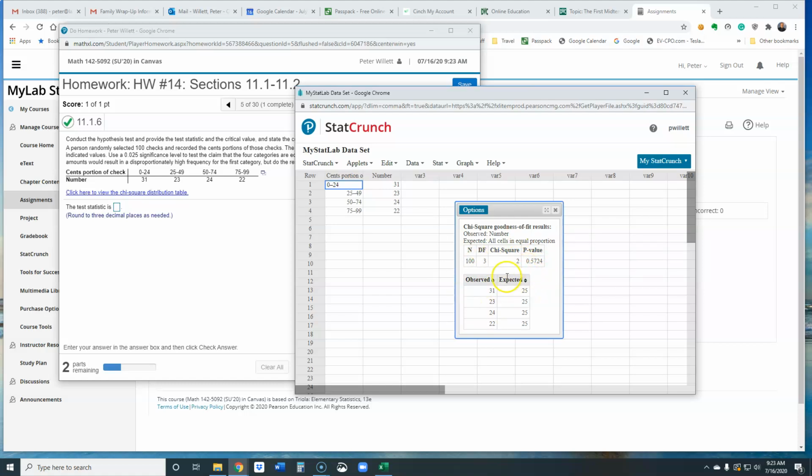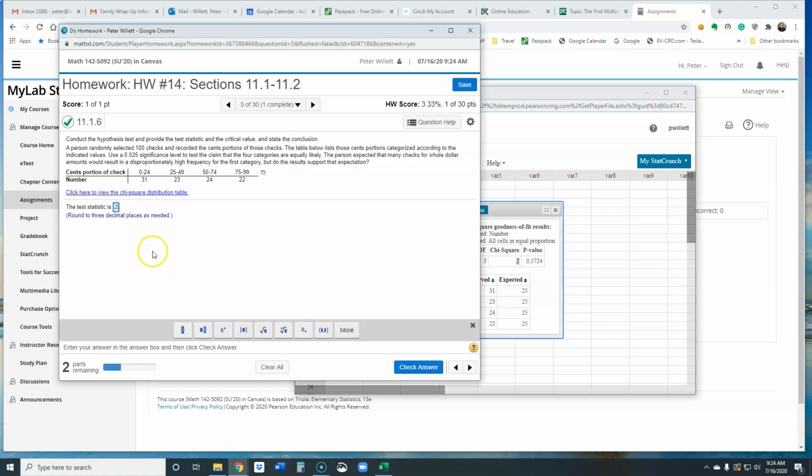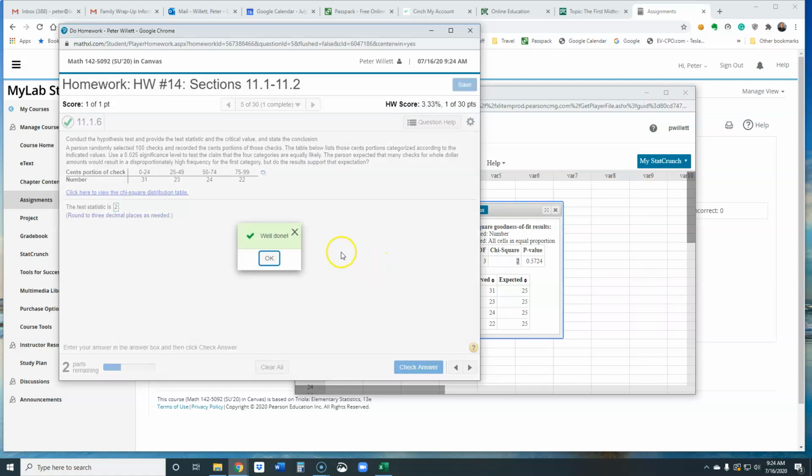All right, so how do we interpret this in order to answer the questions? The test statistic is the chi-square value. So I'm going to take that 2, and it says round this to 3 decimals as needed. Well, 2 to 3 decimal places is 2.000. So it's happy with that.